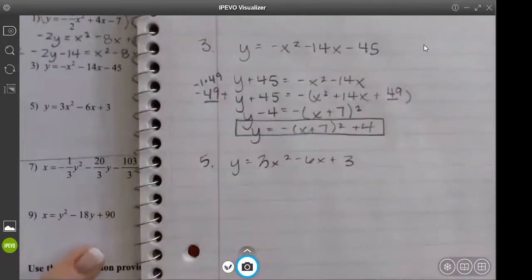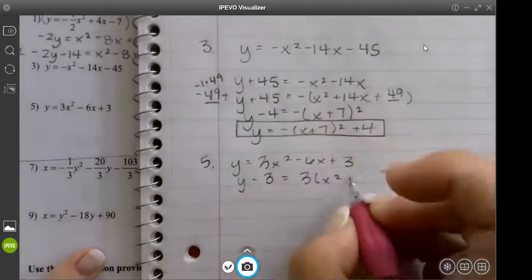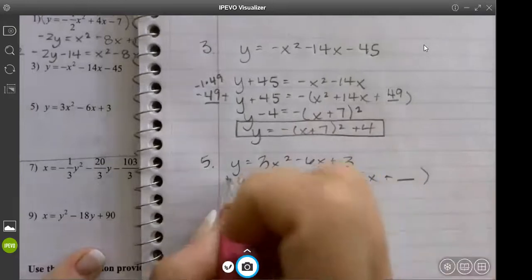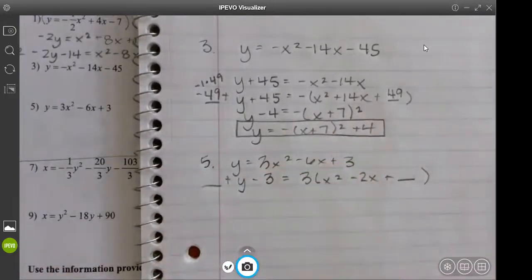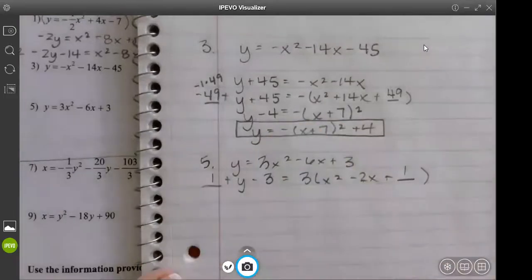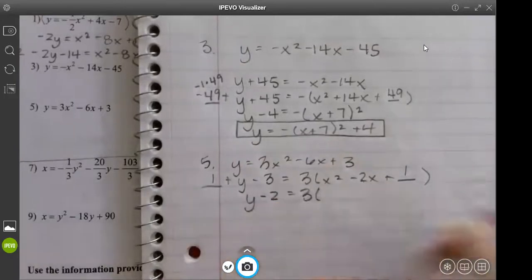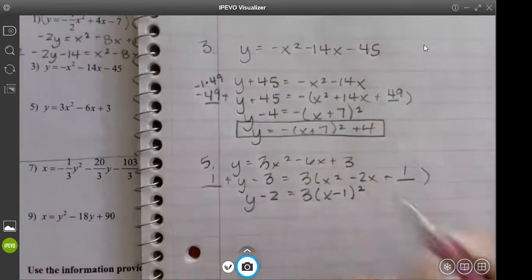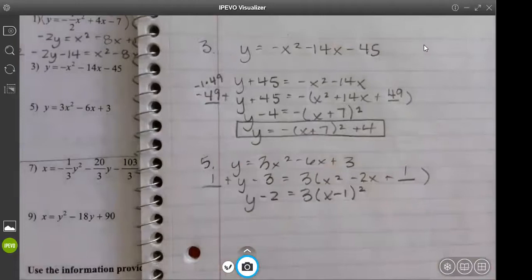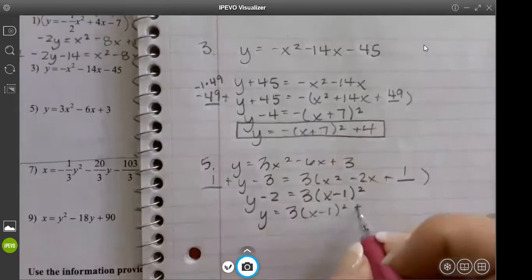On number 5, we're going to move our 3 and then factor out a 3 and put in our blanks. You can do all of that at one time. You can do it at separate times. The last couple of times I've done it separately. We can do it all together. 2 divided by 2 is 1. Squared is 1. Clean it up. 1 minus 3 is -2. Rewrite it, x minus 1 squared. And then add your 2 to the other side. So y equals 3 times x minus 1 squared. Add your 2.